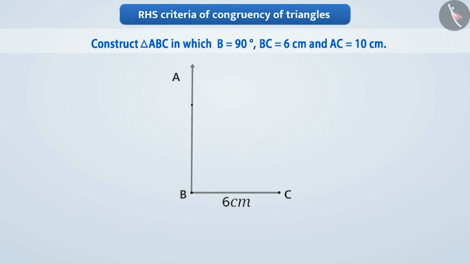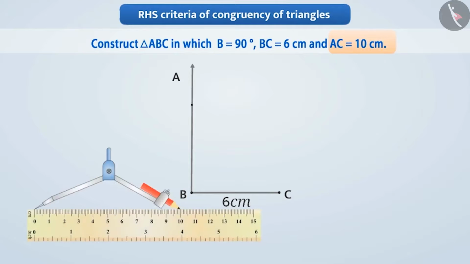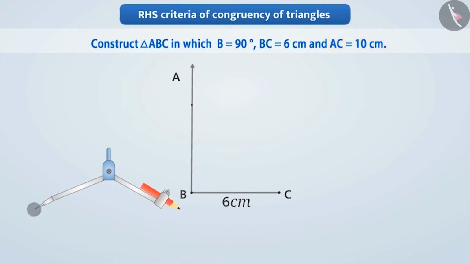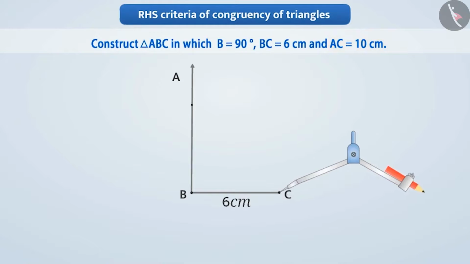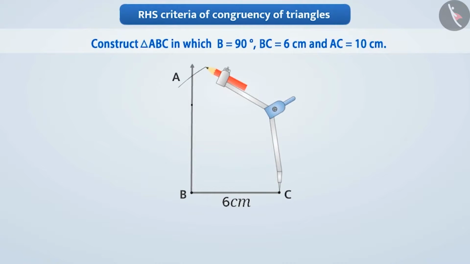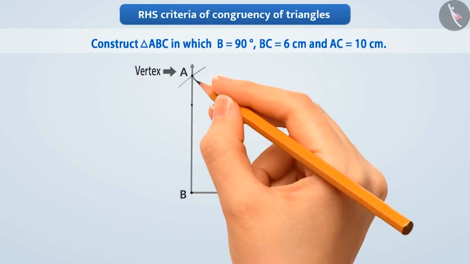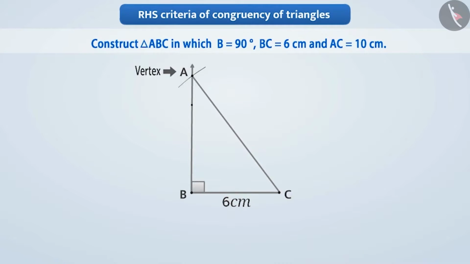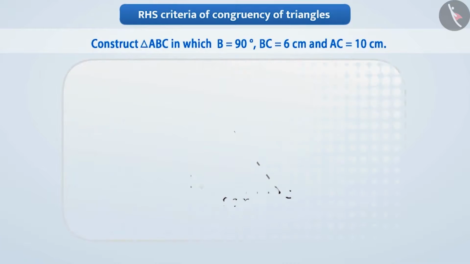Absolutely right. Since here AC is equal to 10 centimeters, we will open the compass 10 centimeters, place its pointed end on C, and draw an arc cutting this ray. The intersection of the arc and the ray is the vertex of triangle ABC, that is, A. We will complete the construction of right-angled triangle ABC by connecting A to C.